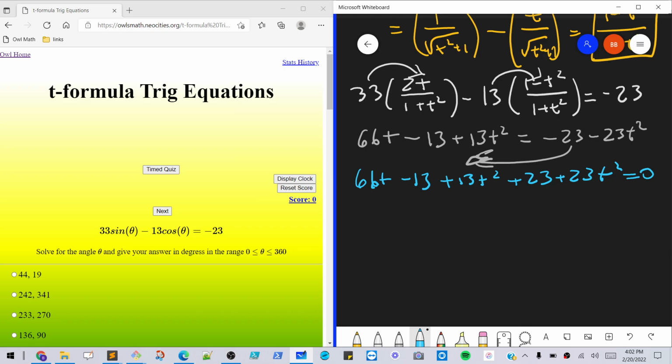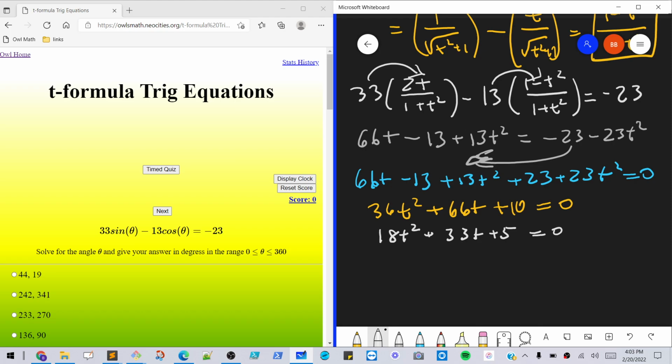Just combine like terms. What do we have? We're going to have 36t squared plus 66t plus 10 equals 0. That looks kind of hard to factor a little bit. Let's divide everything by 2. So we have 18t squared plus 33t plus 5 equals 0.